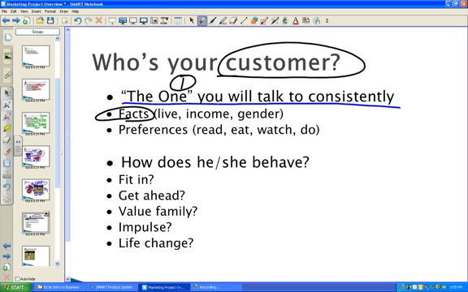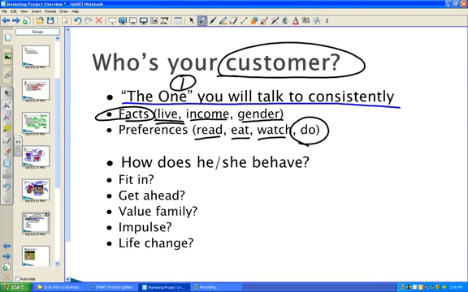18 plus, 24 to 34, that's not one person. You want to know where this person lives. You want to know about how much money they make, and you want to know what gender they are. These are just some examples of demographics. This is a good place to start, but it's nowhere near where you need to end in your customer profile. You also want to know what their preferences are, as I mentioned in the taxi example. What do they read? What do they eat? What do they watch on TV? What movies do they go to? And what do they do?